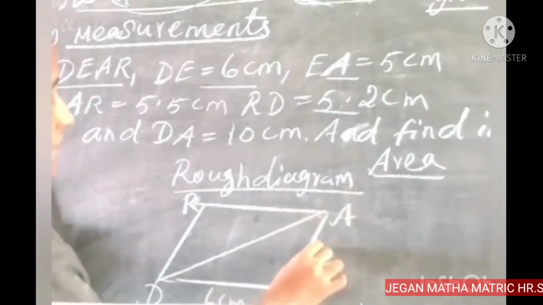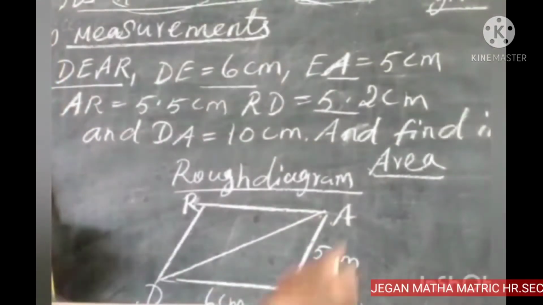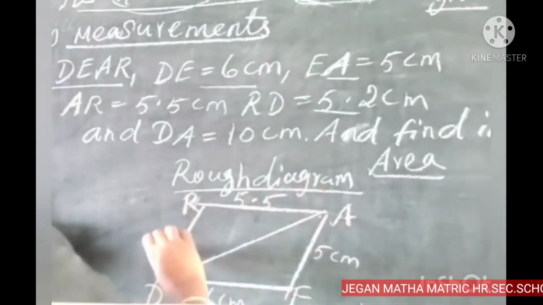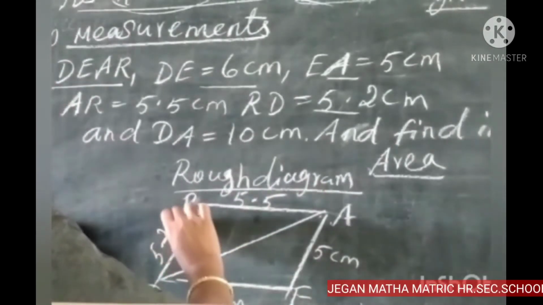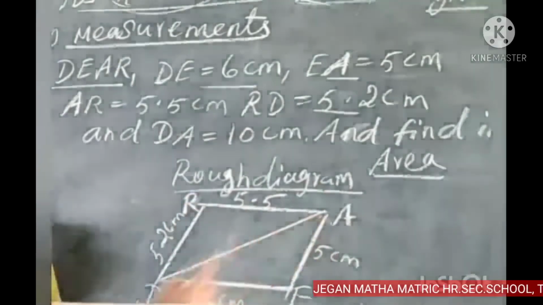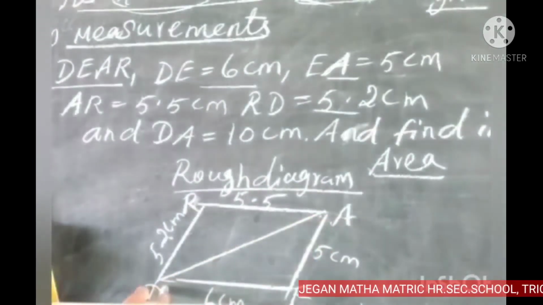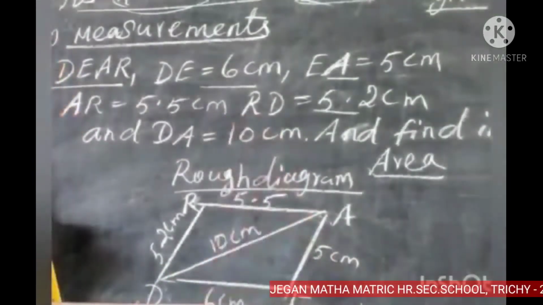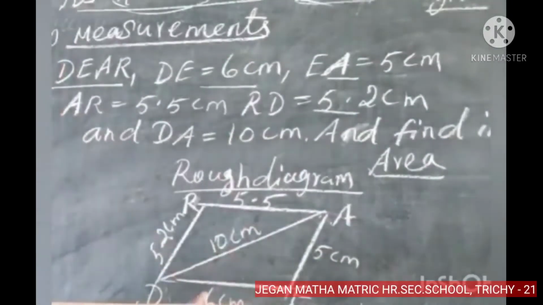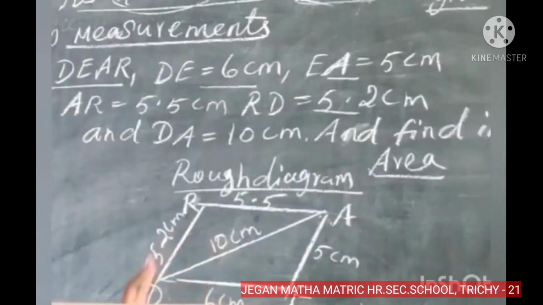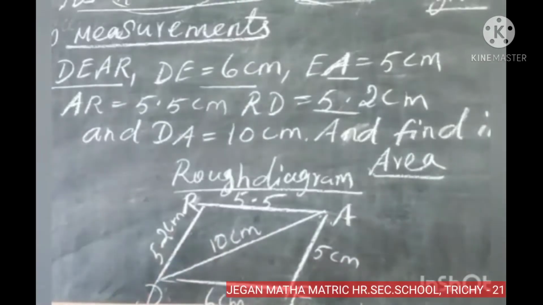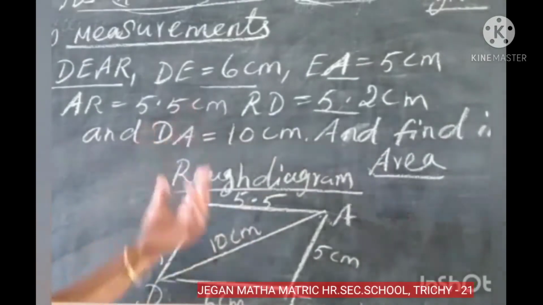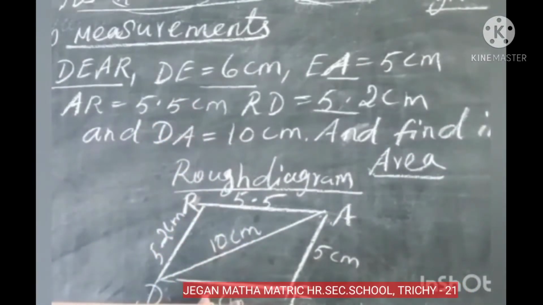So EA 5 centimeter. Then next AR, that is 5.5 centimeter. RD, that is 5.2 centimeter. Then DA, in this diagram the DA is a diagonal, that is 10 centimeter. So after finishing the rough diagram, you just see the rough diagram and then start to draw the main diagram. Is it clear? First you have to mark like this. Just see the given measurements and mark all of them in the rough diagram.